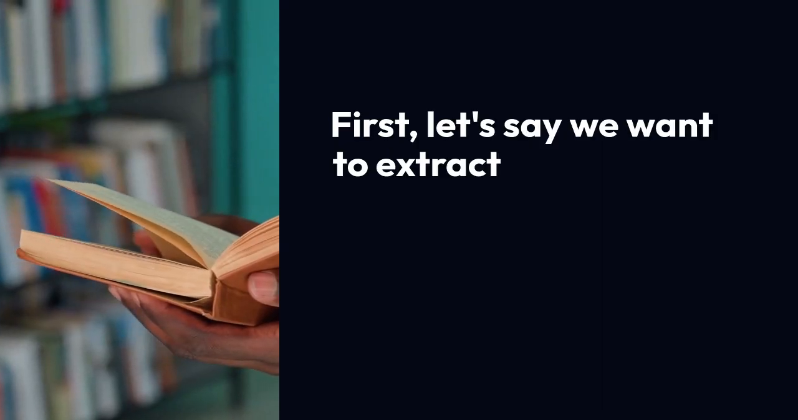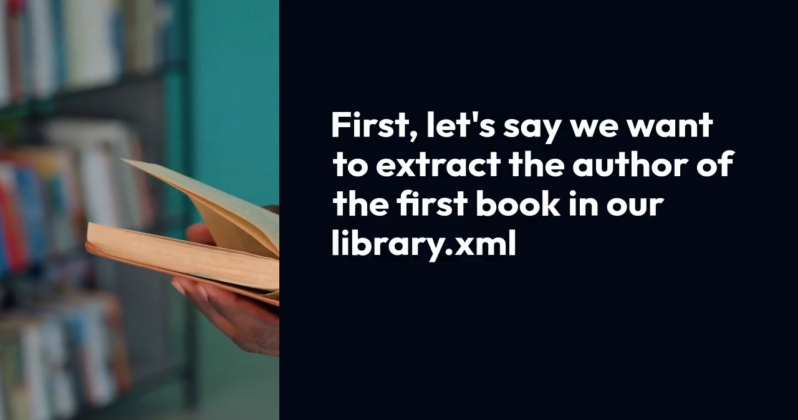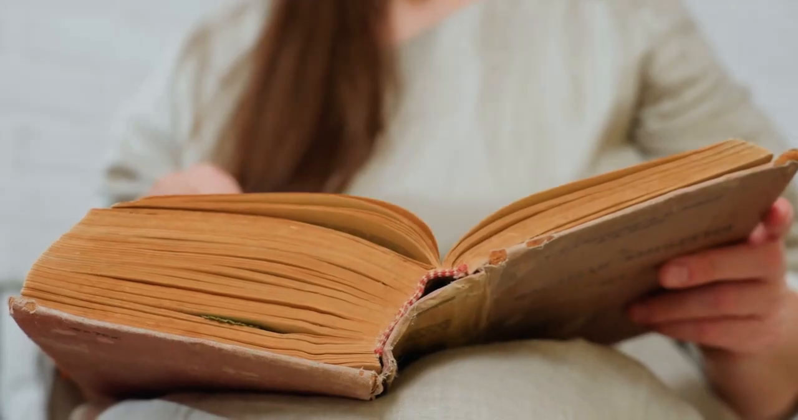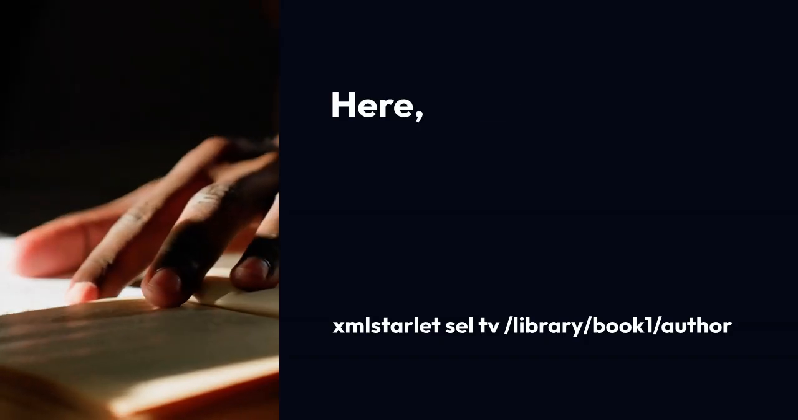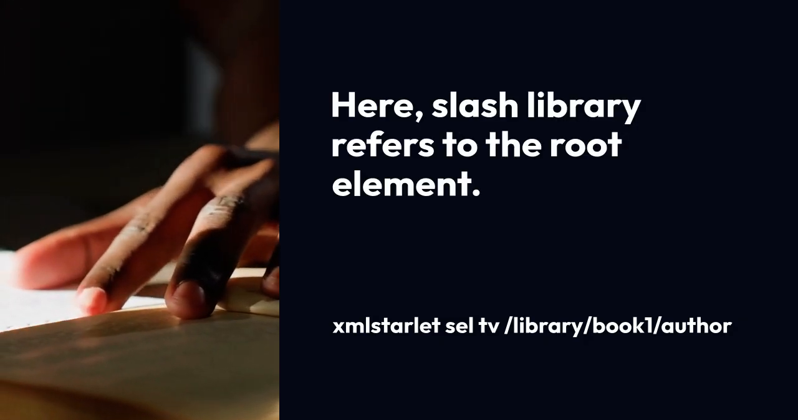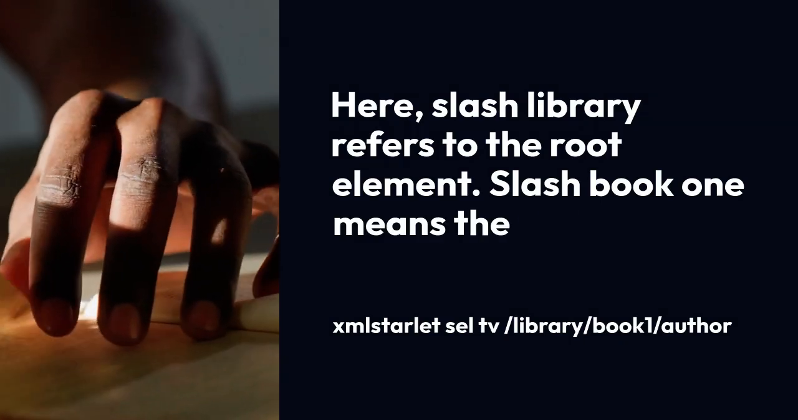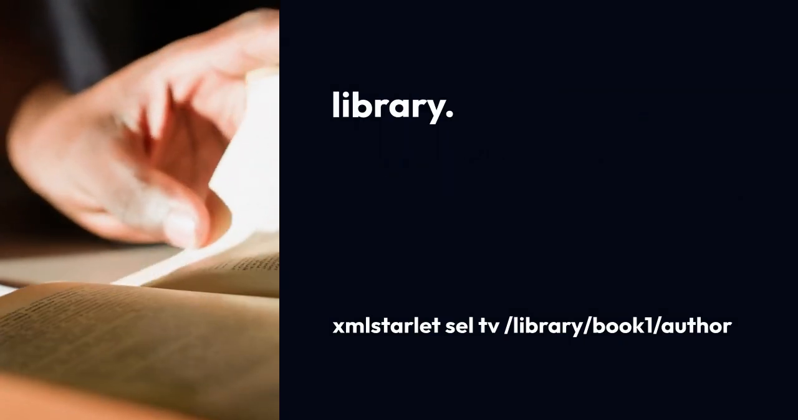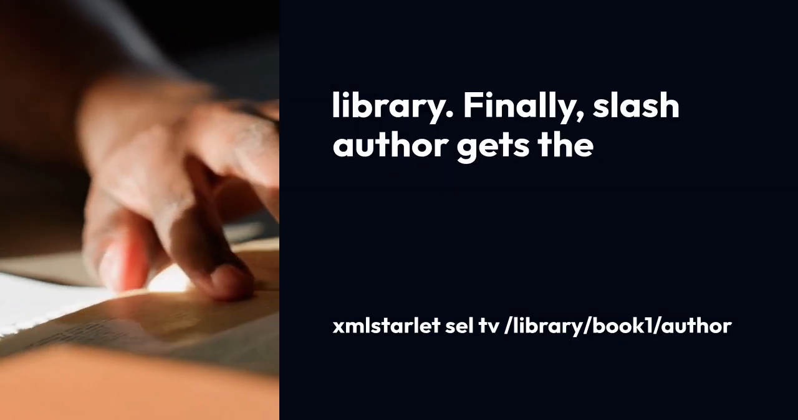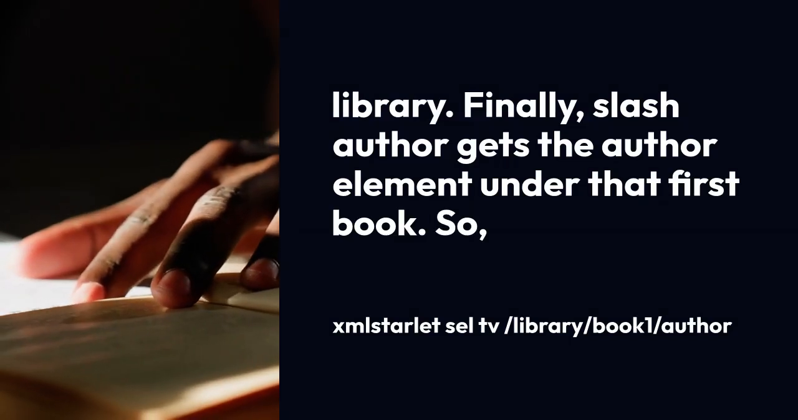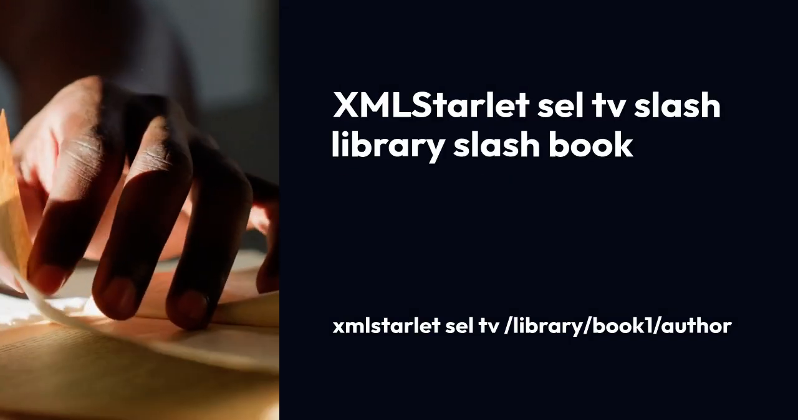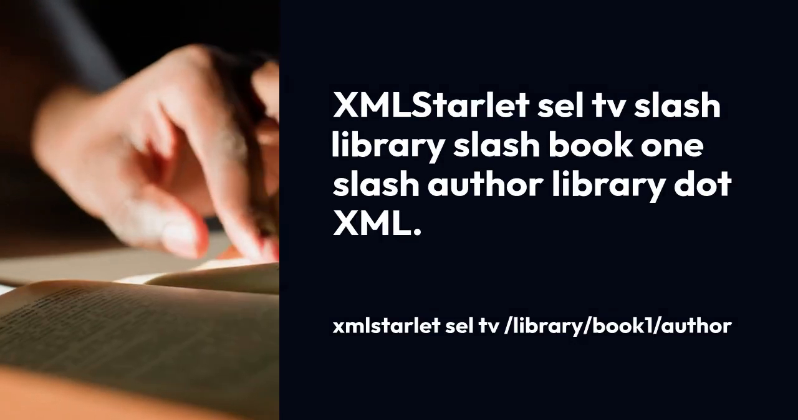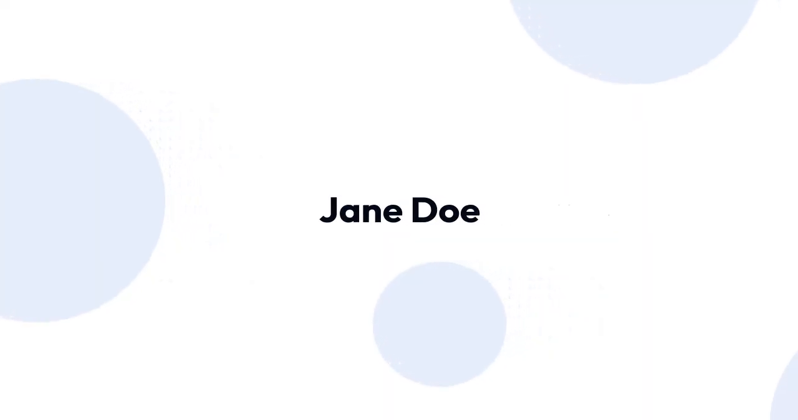First, let's say we want to extract the author of the first book in our library.xml file. The XPath for this would be /library/book[1]/author. Here, /library refers to the root element. /book[1] means the first book element directly under library. Finally, /author gets the author element under that first book. So, the full command would be xmlstarlet sel -t -v /library/book[1]/author library.xml. This command will simply output the author's name, for example, Jane Doe.